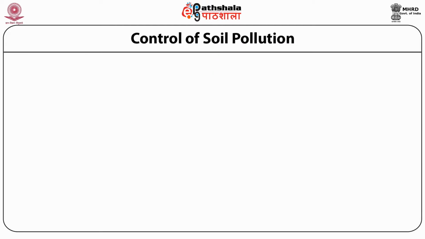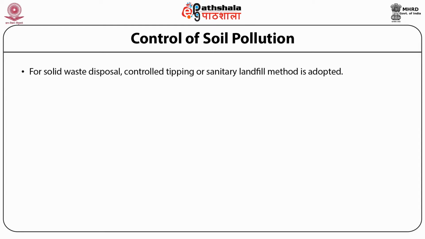We can minimize soil pollution using many different methods. For solid waste disposal, controlled tipping or the sanitary landfill method can be adopted. We collect the solid waste from a city and make a landfill outside that city. We go on filling, adding soil in between, and then we can grow a garden there, we can put grass there, we can plant trees there, and instead of causing harm, it will become a place of beauty for us.